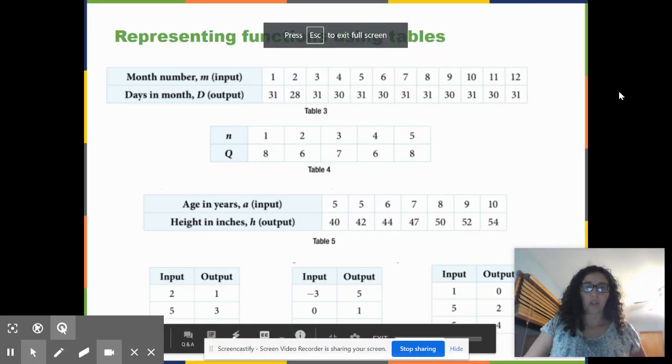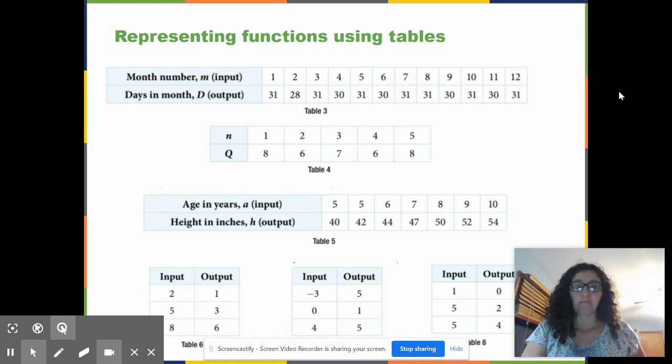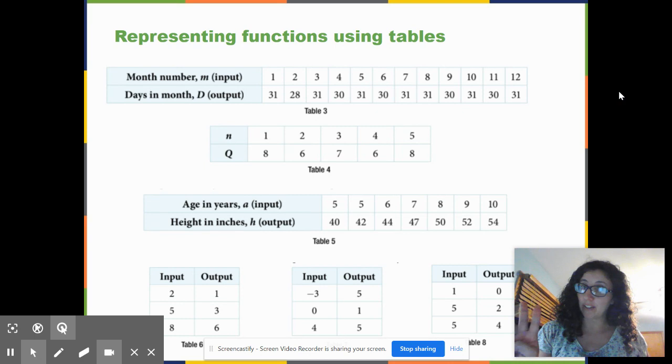All right, we are going to talk about representing functions using tables. So I'm sure you remember there are three important ways to represent functions: using tables, using equations, and using graphs. All right, so let's talk about tables. Here we've got a few examples.